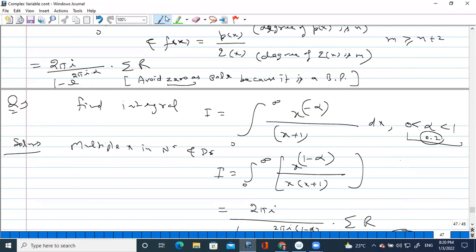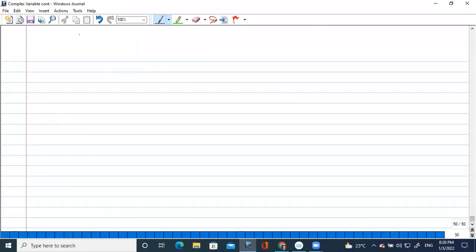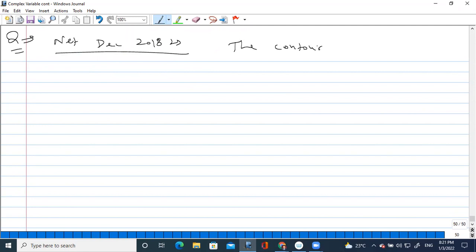Now I will take one NET question also. And see, the question is very easy. So just you have to apply the methodology that we have seen. It is a 5 marks question and nothing else was there. NET December 2018. The question is, the contour C of the following integral.